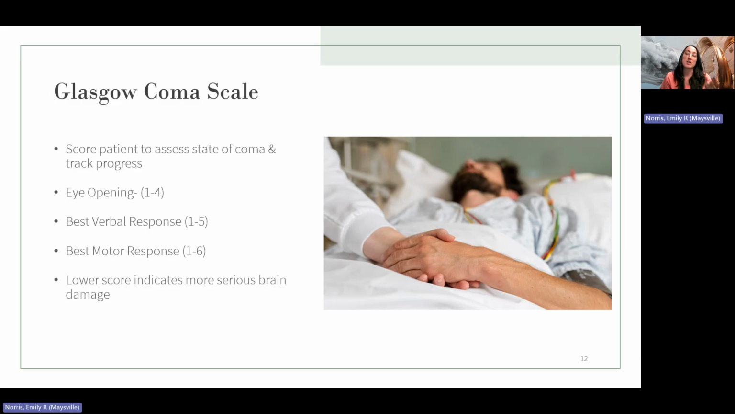So with eye-opening, it goes 1 to 4, with 1 being the eyes are remaining closed all the time, and 4 being that they open spontaneously to interact with the environment. With the verbal response, 1 is there's no verbal response whatsoever, versus 5, the best verbal response, which is they're fully oriented. With the best motor response, 1 would be no movement whatsoever. I'm sorry, we're talking about motor response. And 5 being obeying your commands and following your instructions. The lower the score is, the more serious the brain damage is.